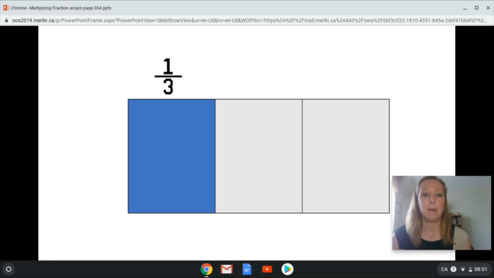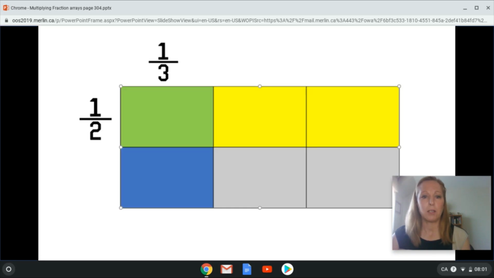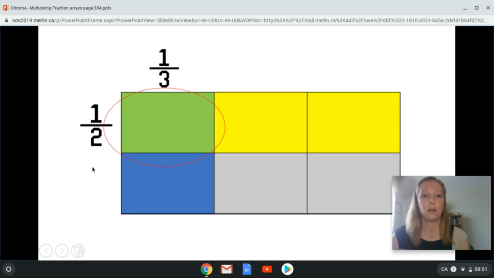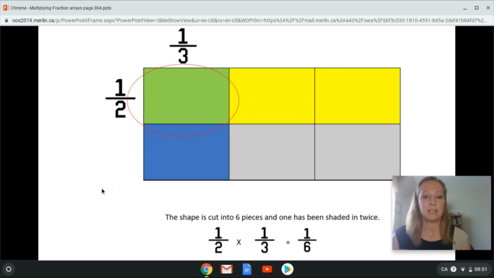Now it's times 1/2. So all I'm going to do is shade in 1/2. And what you see if you do this properly is you've got one section here that is shaded in twice. So you shaded it in yellow and you shaded it in blue. And that is the really important piece for us figuring out what the correct answer for our question is.